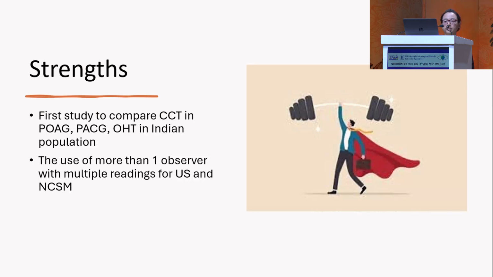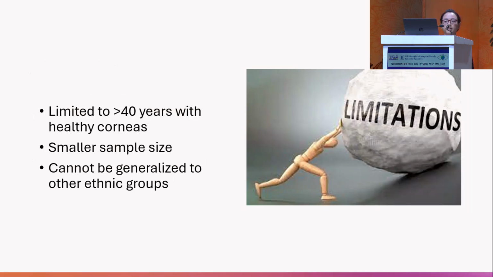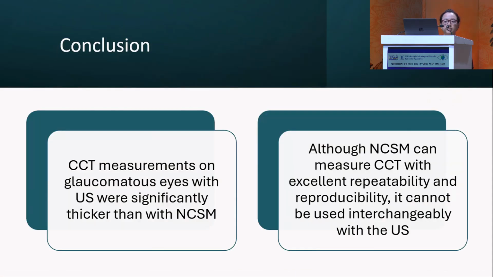So the strengths of our study are that it is the first study to compare CCT in POAG, PACG, OHT with control eyes in the Indian population, and the first study to use more than one observer with multiple readings for ultrasonic and non-contact. But the limitations are that it is limited to those more than 40 years with healthy corneas, and it cannot be generalized to other ethnic groups.